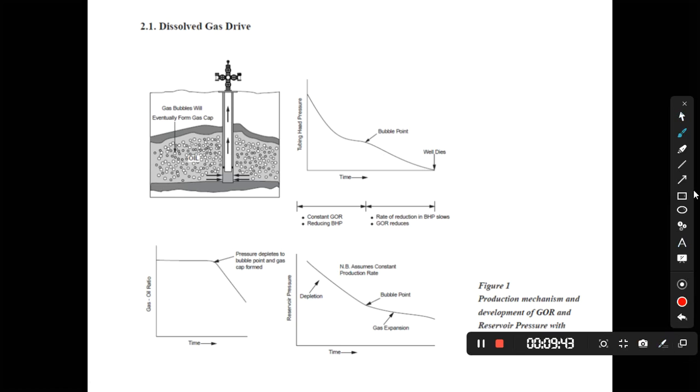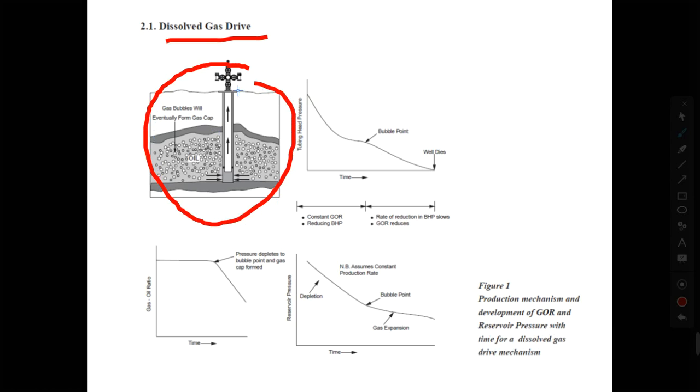Now look at this dissolved gas case. I mean, how complicated it is. Dissolved gas, initial conditions: we have the oil, as you see here, and the gas is dissolved inside it. You can see here, with time, when we start producing, this one.